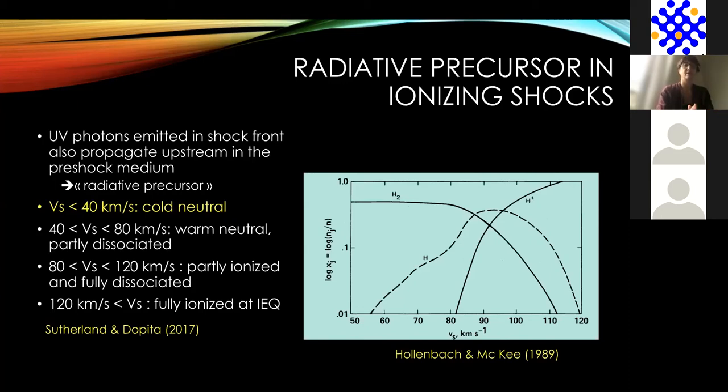And this is a regime where we can ignore the feedback of the shock on the pre-shock. But for higher velocities, there is an effect. And so you basically need to iterate: solve for your shock, solve for the UV photons propagating upstream, modify the pre-shock, and run the shock again until it converges.